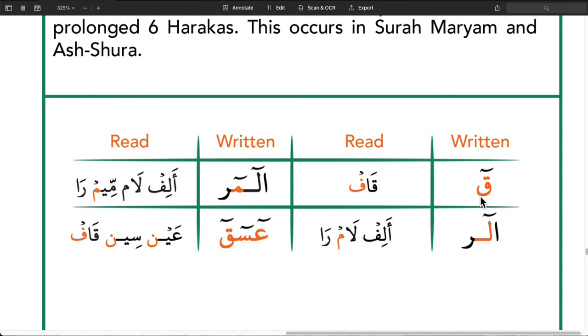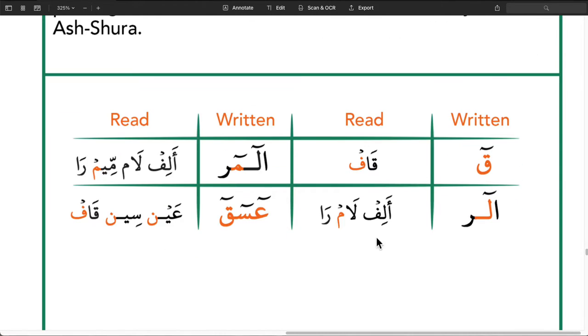Qaf. That's it. Alif, lam, meem, ra. Okay, and then here, this is light, lam. Okay, alif, lam, ra. Okay, and here we have to pay attention to this one.